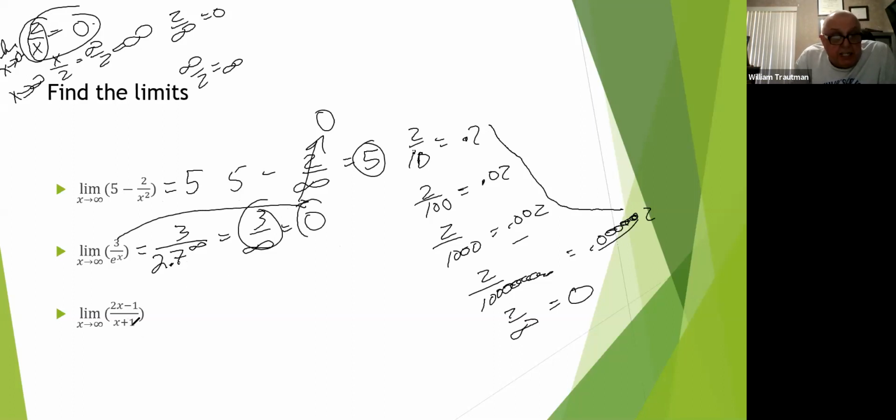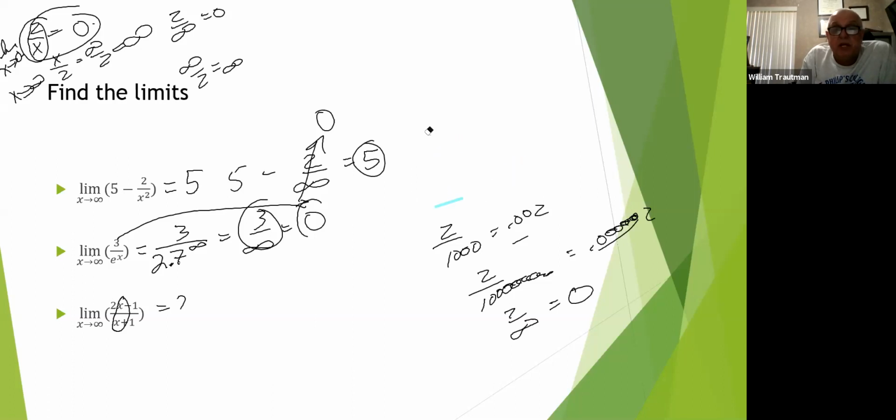And finally, if you look here, I'm going to do the actual math on this. The limit of this, when the powers are the same, actually equals 2. The limit on this actually equals 2, but I'm going to show you the mathematics behind that.